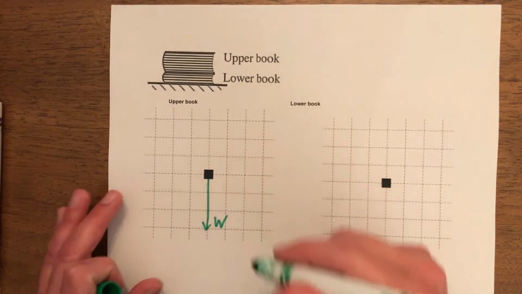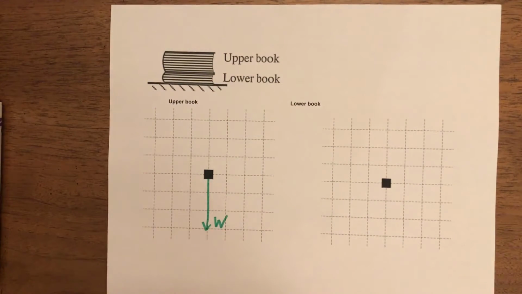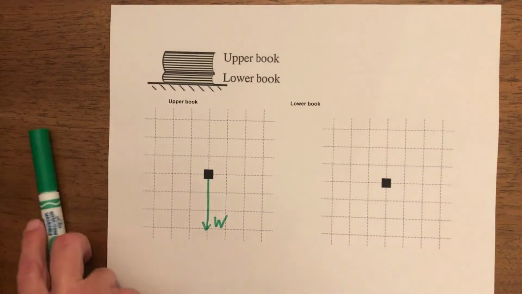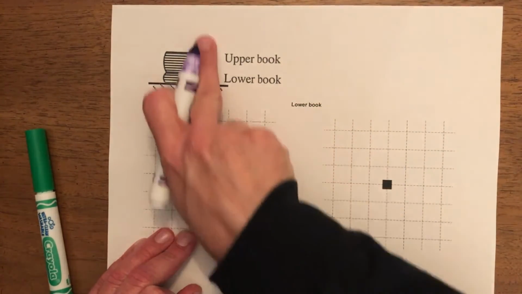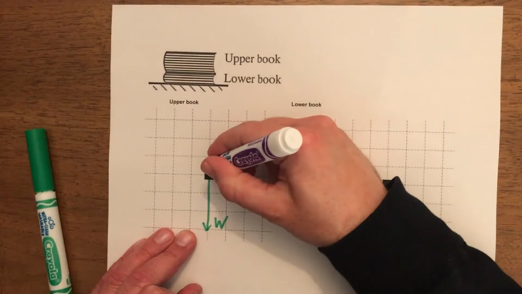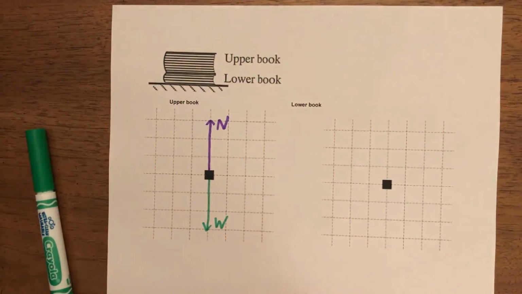I'm gonna draw it bigger than the previous one. I drew it 2 blocks down for the lower book, so this is a bigger weight. So I'm gonna draw it 3 blocks down. And then it has a force on it too. It's the lower book pushing up on the upper book, but that's also just a normal. Any time 2 surfaces are pressed against each other, it's just a normal force there.